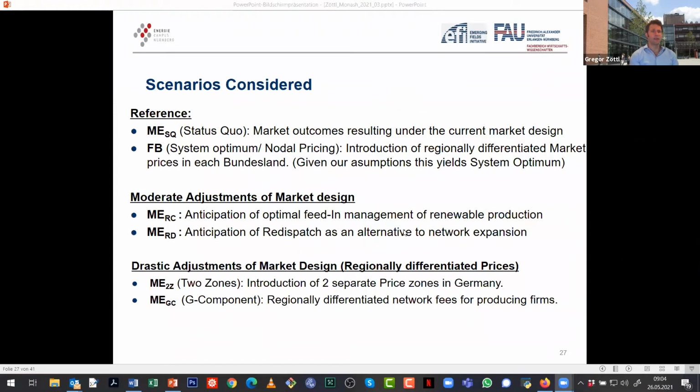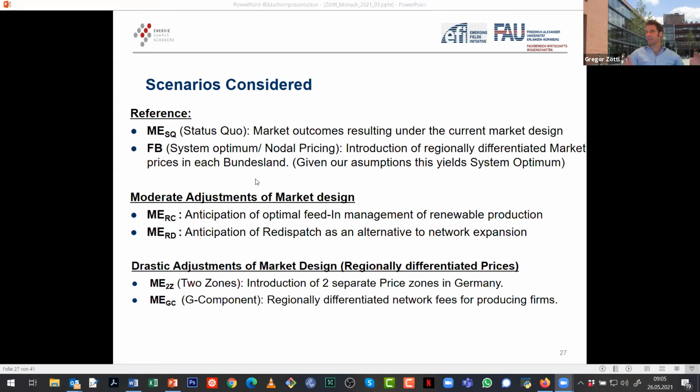Now we look at different market designs and scenarios, and we will refer to those throughout when presenting the results. ME is market equilibrium, most of the stuff here is ME, and the index indicates the scenario. SQ would be status quo, basically the current situation. You have a single zone in Germany, and we have the current planning of the network development plan. This would be how many lines would be built. This would be the system cost or overall welfare. As compared to that, we can also determine some system optimal benchmark.